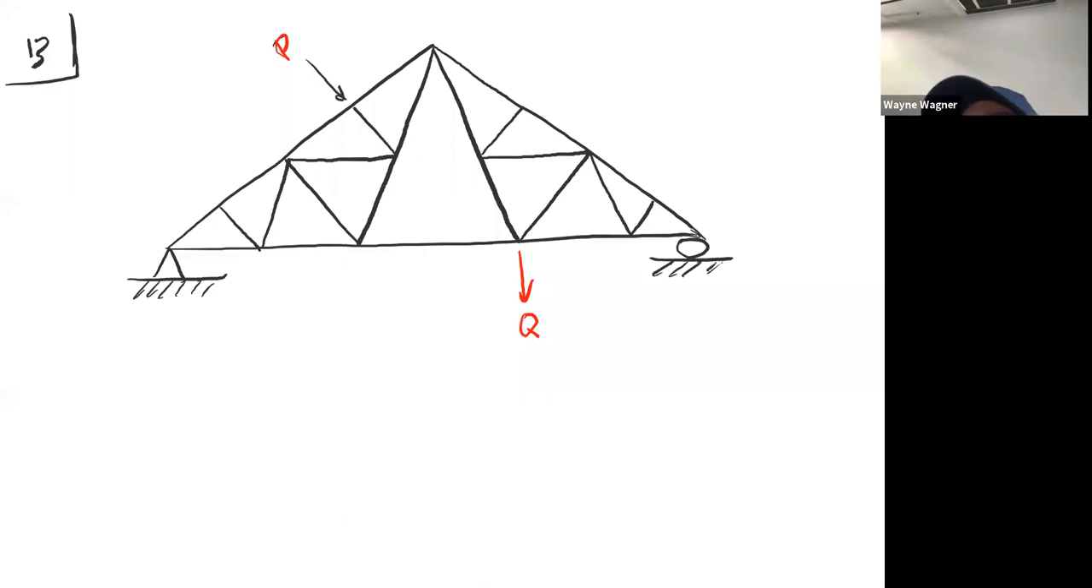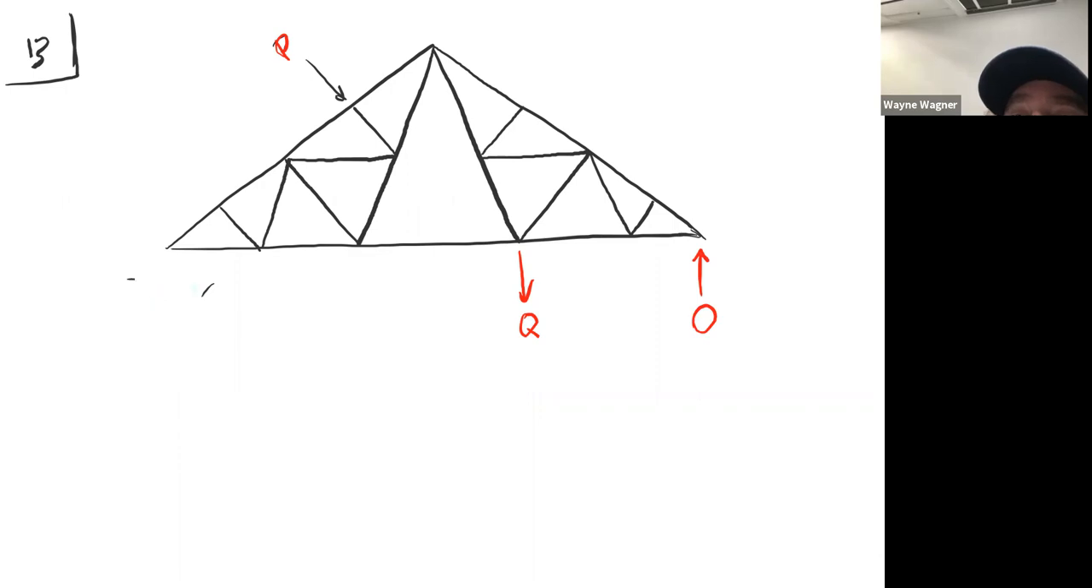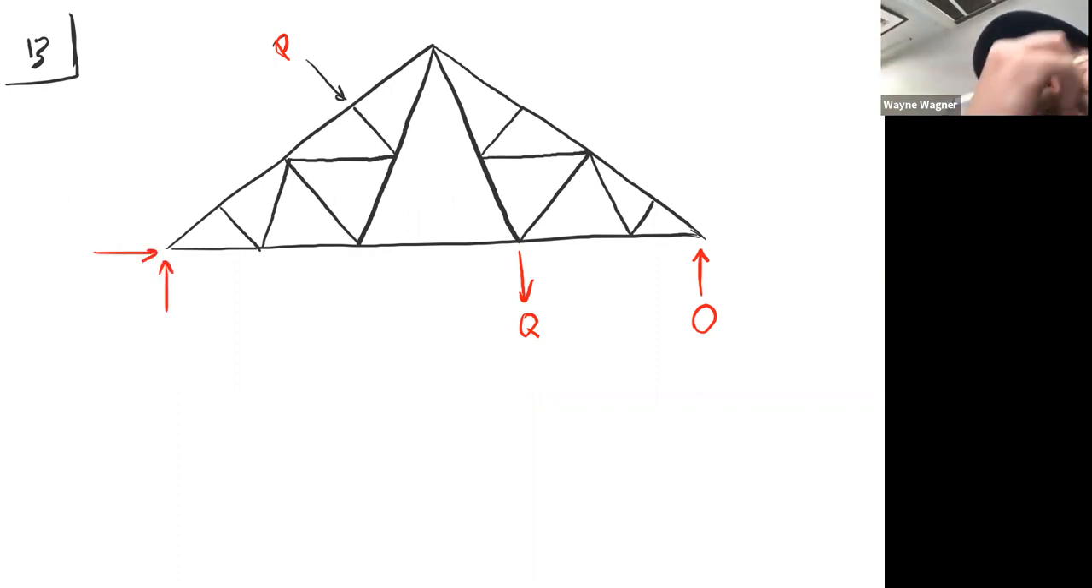What I'm going to do real quick is replace my frame. I'm going to erase some of these things. This is a roller, so rollers can only push up. So we're going to put a force right there. Okay, there's a force right there, and I could just call it O if I wanted to. It's not important what the magnitudes are here. And this one right here is a pin. Pins can support vertical or horizontal, but they can't support moments. So we'll call this an X and a Y.